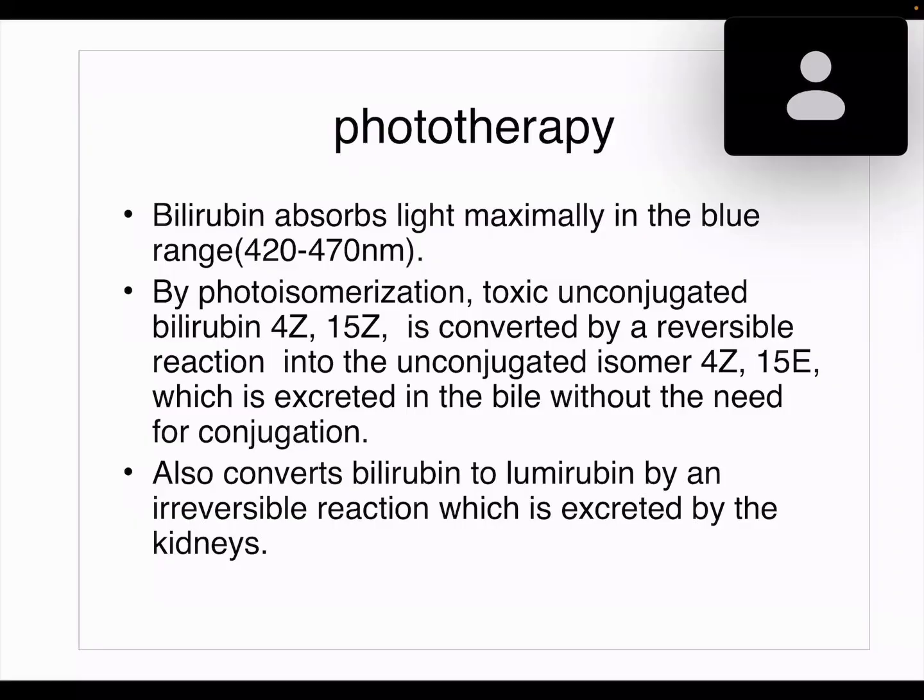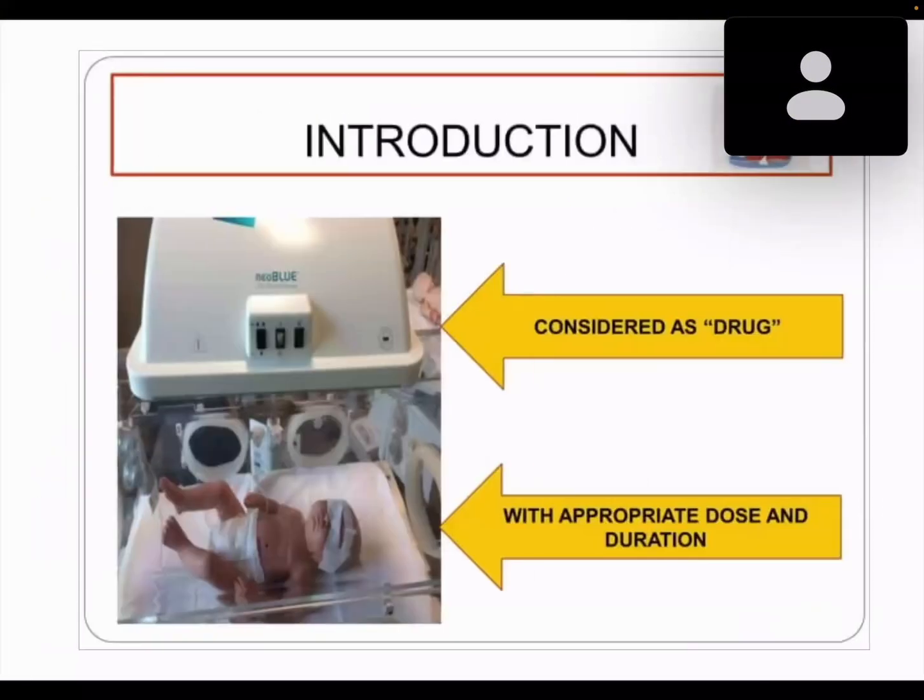So phototherapy here is a sort of light which absorbs the bilirubin, and it converts the bilirubin from a toxic type to another type which can be easily excreted through bile. Like I said, increased excretion helps in clearing this bilirubin. You understand? So it helps in converting bilirubin to lumirubin by an irreversible reaction, which is further excreted in the urine by the kidney.